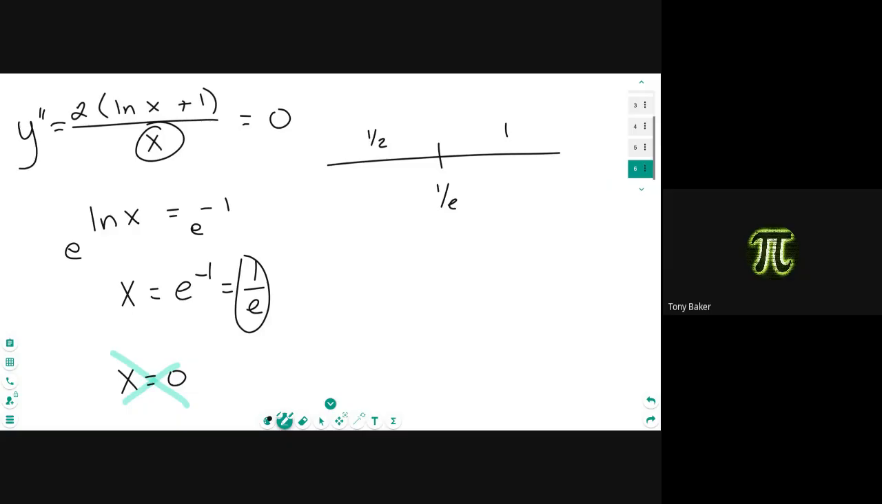Would 1/2 still be greater than 1 over e? Oh, you're right. I was thinking, okay, e is 2 point something. So you're right, very good. Good catch. So let's do 3.